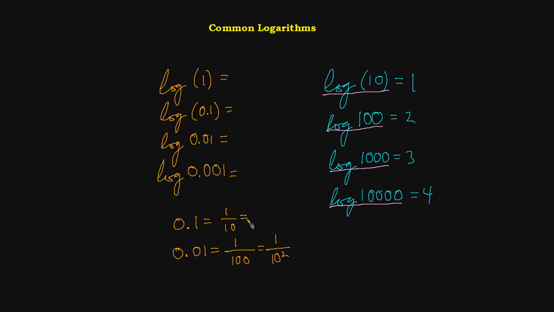You can also write 1 over 10 as 10 to the power of negative 1. And you can also write 1 over 10 squared as 10 to the power of negative 2. Now, what we're saying is that log base 10 of this is log base 10 of 10 to the negative 1. And log base 10 of this is log base 10 of 10 to the negative 2. So, again, before I write what these are, I'd like you to go ahead and pause the video and see if you can write all these in. Go ahead and pause.